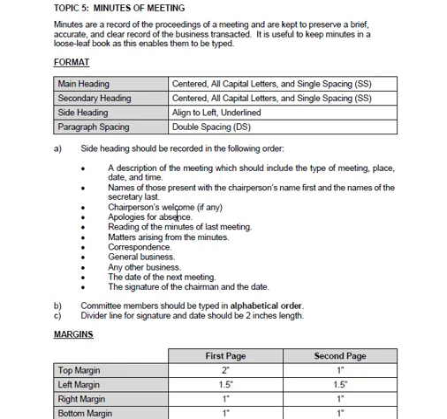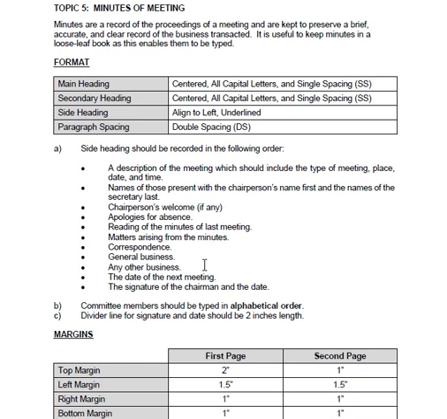Next, chairperson's welcome if any. Apologies for absence. Reading of the minutes of the last meeting. Matters arising from the minutes, correspondence, general business, any other business, the date of the next meeting. Last one is the signature of the chairman and the date. Benda ni tak semestinya semua ada, depends kepada soalan. Kalau dia ada 1, 2, 3 and then general business and then the date of the next meeting, ikut je yang tu je.